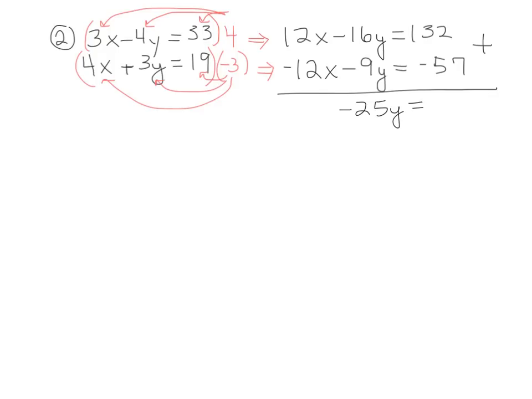equals, let's see here, 132 minus 57, I believe that's 75. Now continue solving for this other variable. I'm going to divide both sides by negative 25. And I figured out that y is negative 3.